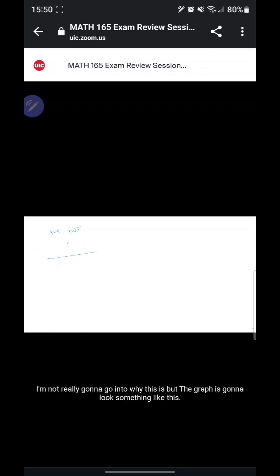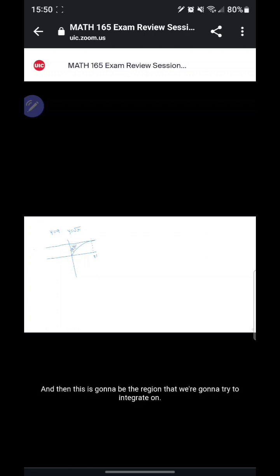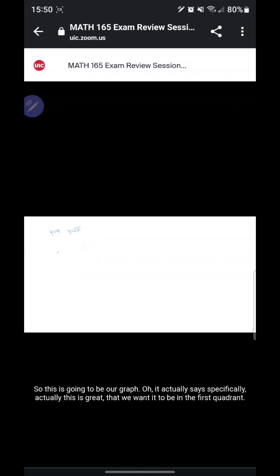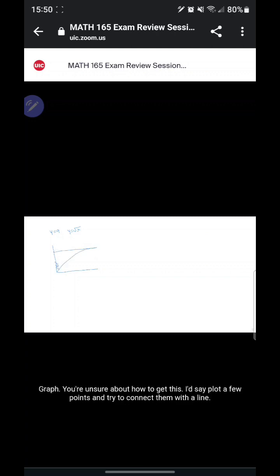I'm not really going to go into why this is, but the graph is going to look something like this, where this is our line at y equals 9, and this is going to be our y equals x squared, and then these are going to collide at x equal to 81. So our bounds are going to be from 0 to 81. And then this is going to be the region that we're going to try to integrate on. Okay, so this is going to be our graph. Oh, it actually says specifically, actually this is great, that we want it to be in the first quadrant. So it's really going to be looking for something like this, where we have our line at y equals 9, and then our y equals x squared graph.